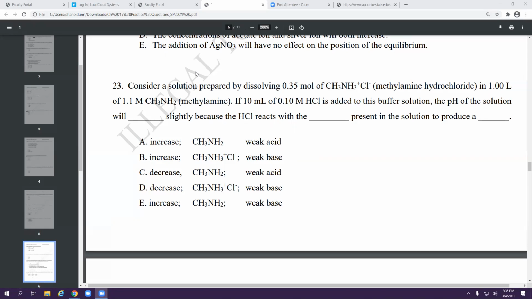If I add HCl, what is HCl? An acid or a base? pH will go up or down. Slightly, because the HCl reacts with what? Which one of these do you think HCl is going to react with? Hint, hint, wink, wink, the one that doesn't have HCl probably. Correct?